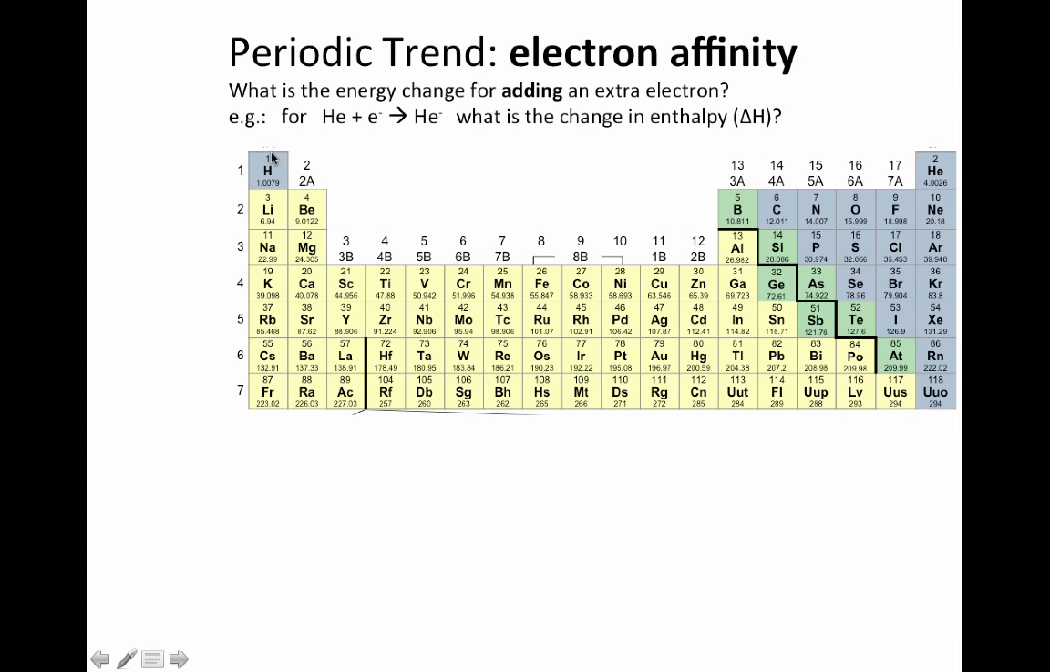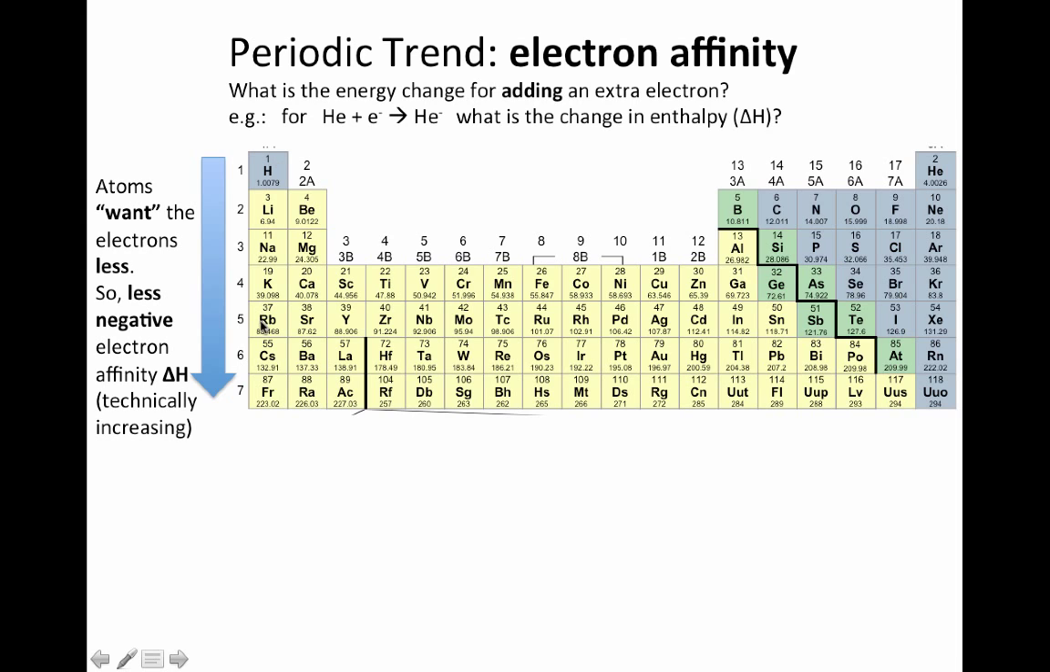In fact, the elements would want the electrons less and less as we go down a column, because the extra added electron is going to be in a further and further out shell, further from the nucleus. So the electron affinity is less and less negative. The delta H is less and less negative.